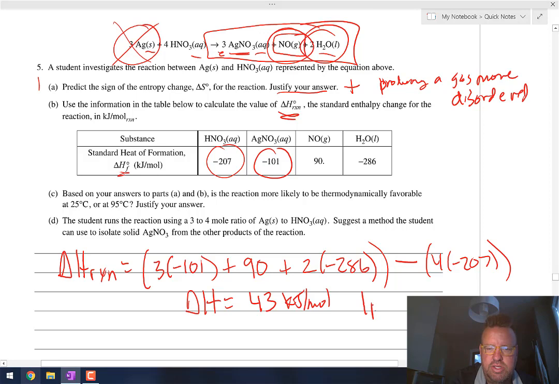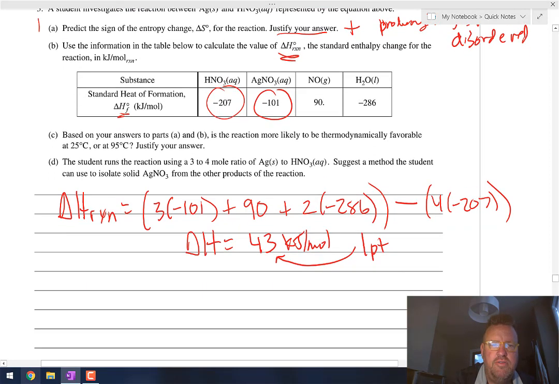Okay, and that also is simply a 1-point response if you got the answer of 43. Okay, and that's part B. Part C. Based on your answers in parts A and B, is the reaction more likely to be thermodynamically favored at 25 or 95? So low temperature, high temperature.